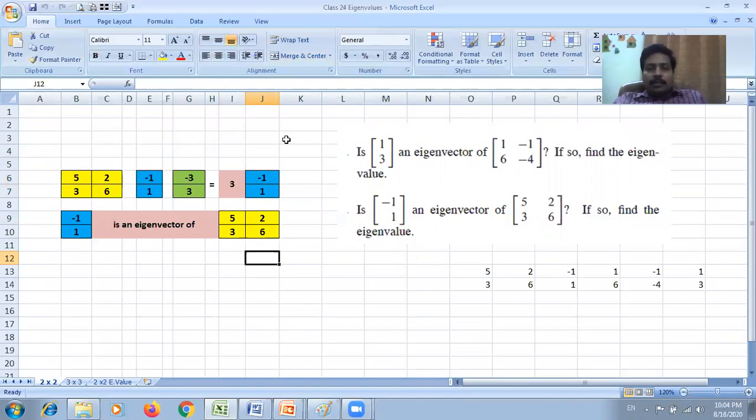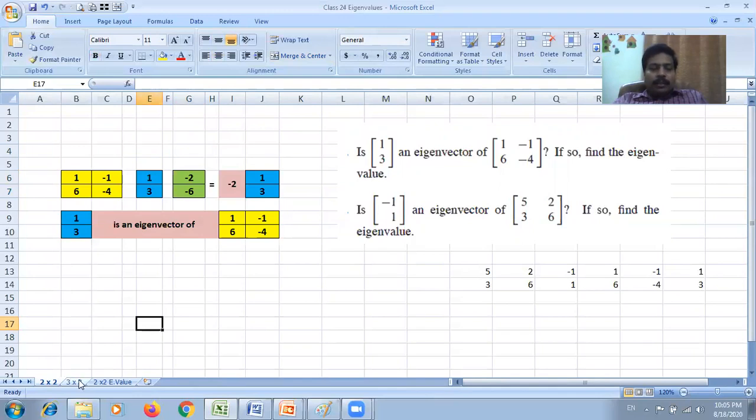Similarly, we can check the first one also. So I am taking the first one, 1, 6, and -1 and -4. This is the given matrix. 1, 3 is the given vector. So after multiplying this, we are getting -2 and -6, which is -2 times the given vector. So it is also an eigenvector of the given matrix. See here, the eigenvalue is -2.